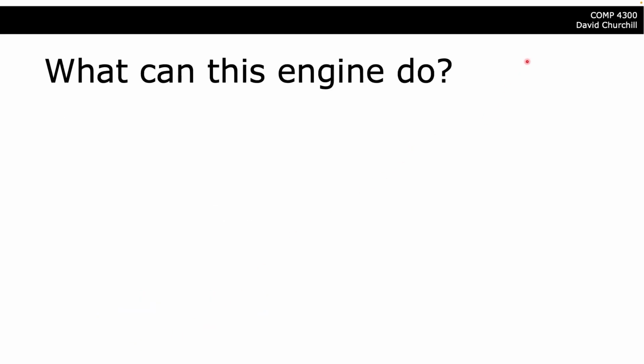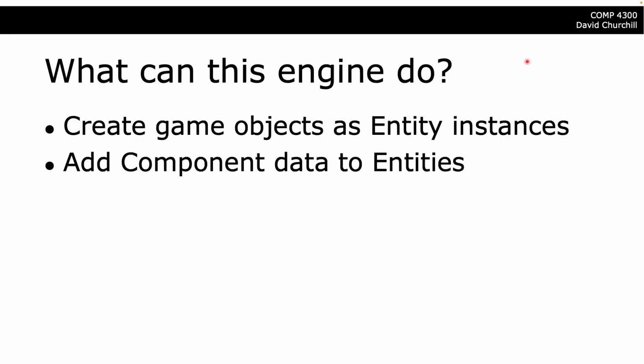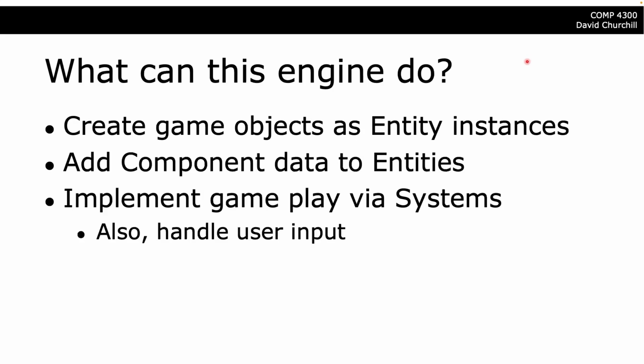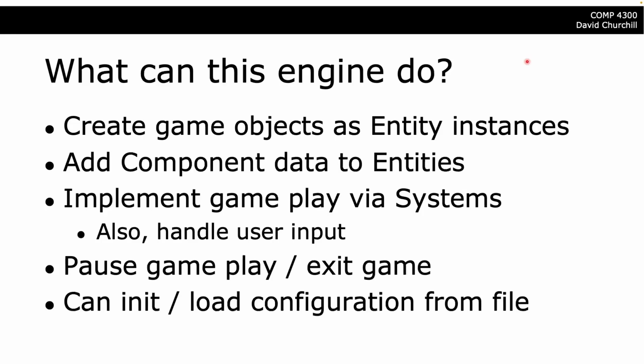So what can this game engine do? It can create game objects as entity instances. It can add components to those entities. It can implement all the gameplay mechanics via systems. And it can also handle all of our user input. It can pause the gameplay. It can exit the game. And it can initialize all the variables that we need. And it can load them from a configuration file as well. So this is what we're doing for assignment 2.